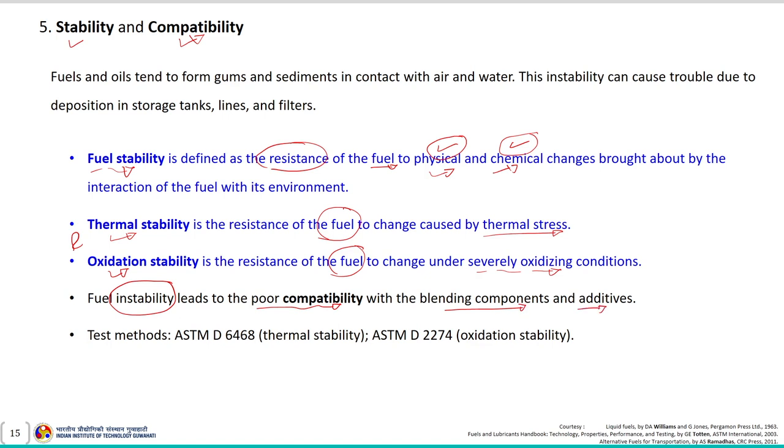That means if the prepared fuel gets affected by any of this instability, then it may result in the formation of some sediments and gums, which eventually results in the separation of certain components of the fuel from the rest of the fuel. As a result, it will get separated from the blending components or the additives, and that essentially needs to be avoided in the case of liquid fuels. So these particular standard methods are used to estimate the thermal stability and the oxidation stability of the liquid fuel.